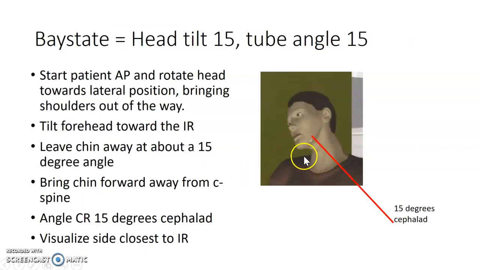So see, their AP, their shoulders down here, their forehead tilts towards the board. I would jut that chin out a little further, and then you're going to angle your tube cephalad 15. This is visualizing the part closest to the image receptor. And you're going to do both of these. So you do a right and a left.